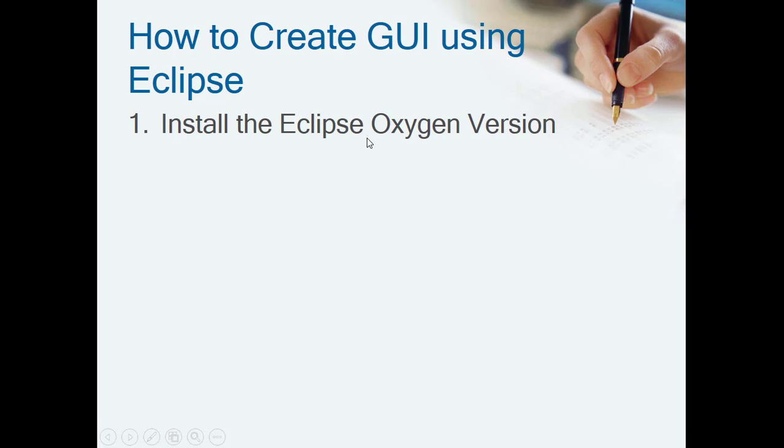In other versions of Eclipse, the Swing Designer plugin is not available, and for those versions we have to install it explicitly. So the better way is to use the ready-made version, and Eclipse Oxygen will support all features for Swing Designer. Okay, so the first step is to install the Eclipse Oxygen version.